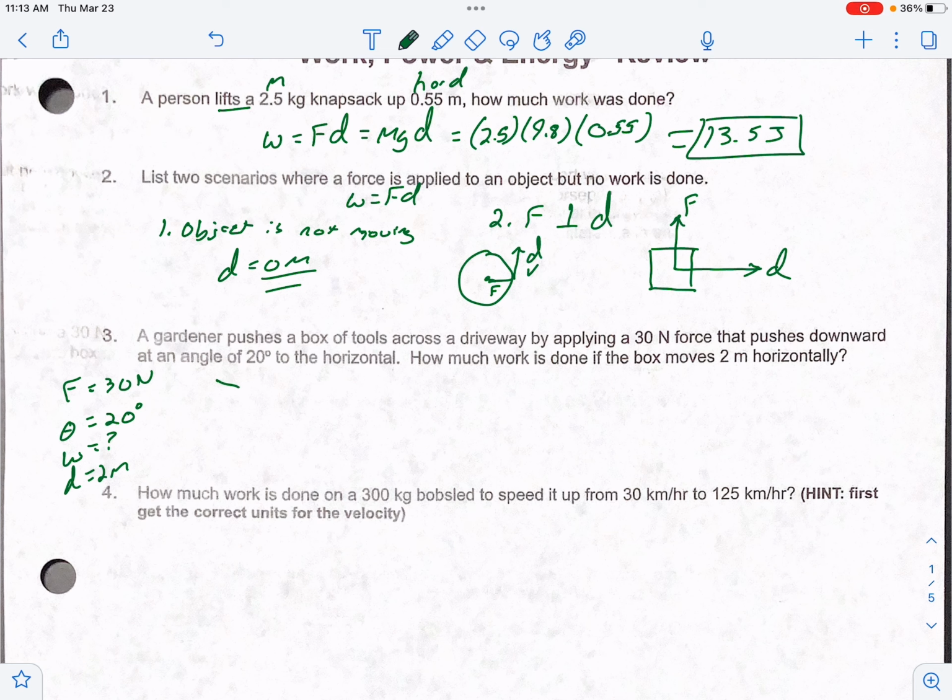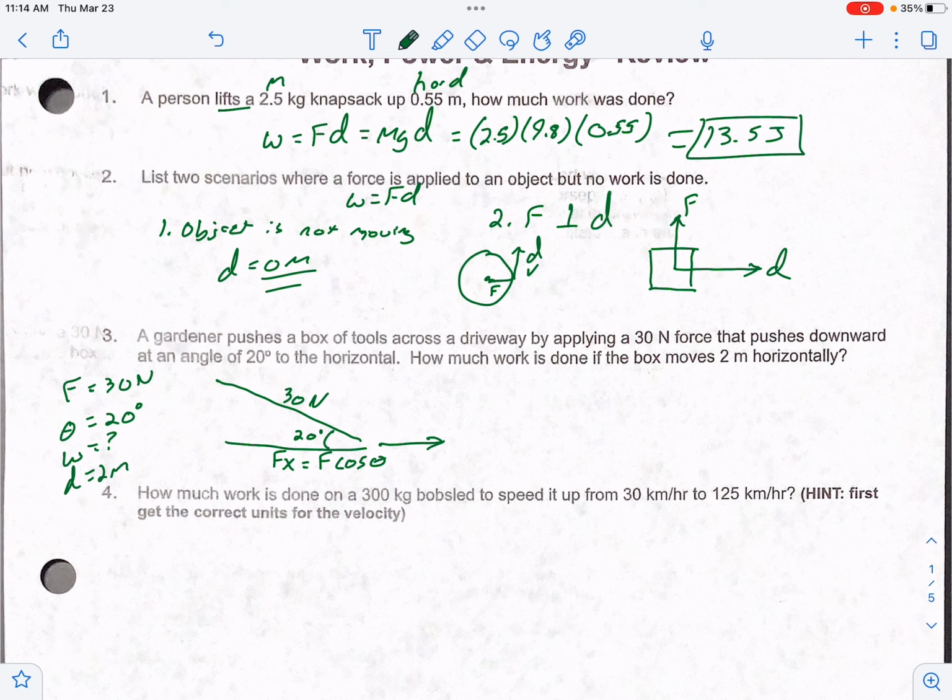So if I were to draw this out, I'm pushing down on an object at an angle of 20 degrees with a force of 30 newtons. Now, I cannot really use that 30 newtons. If the object is moving horizontally, I need to figure out what is the actual horizontal force. If you wanted to find that, all you gotta do is take the force I gave you and multiply it by cosine of your angle.